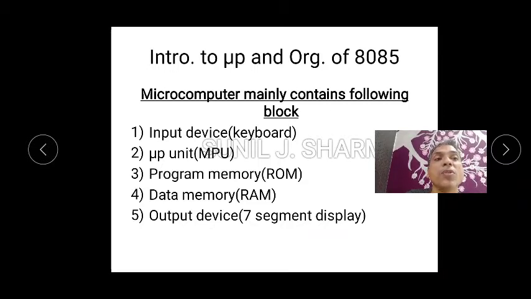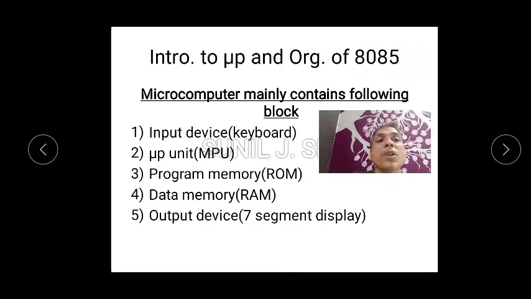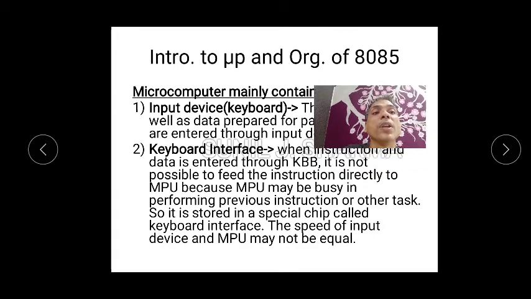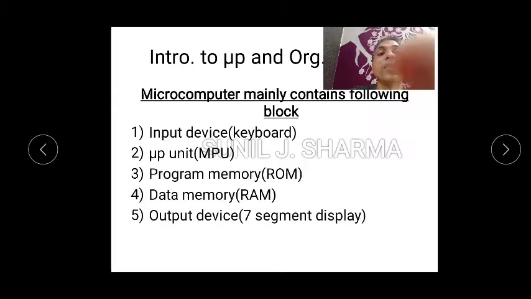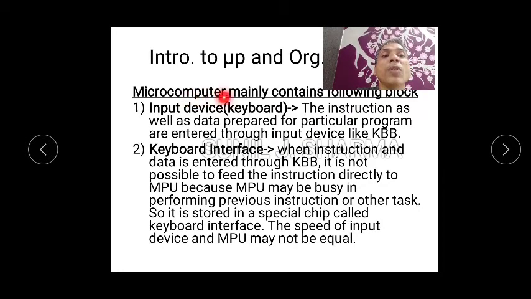Now this also comes in your board exams: the microcomputer block diagram and its explanation. We will go through all the devices one by one. Can you see input device? We have to go through all the things. Microcomputer mainly consists of the following blocks: input device or the keyboard. Everyone knows that it is the input device.